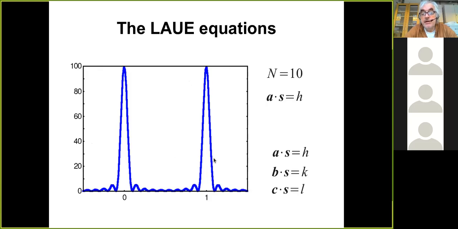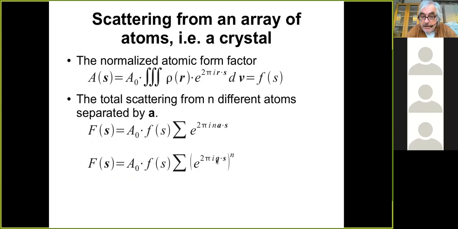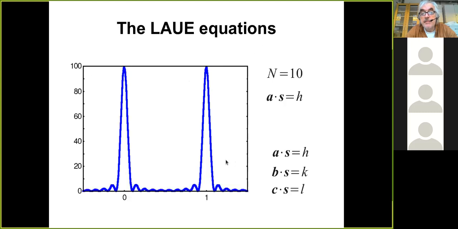And if we draw a graphical view of that, we will get this. This was the position times the scattering vector, raised to the power of n, the number of unit cells. And here it is 10 unit cells. And you see that the scattered intensity is hardly present except when this A dot S is an integer. And then it goes down and then it increases again at another integer.